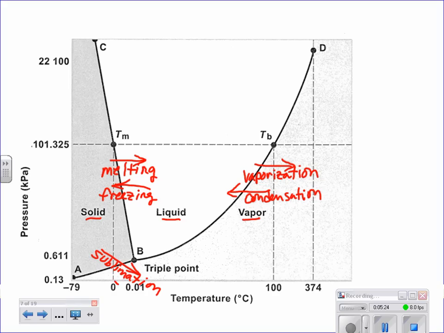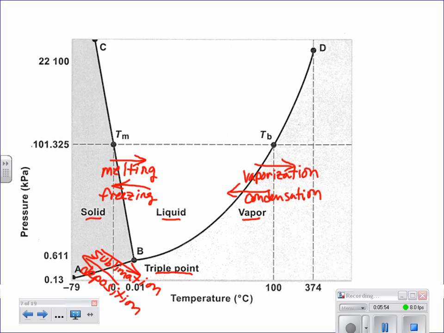And what we don't necessarily see is the reverse direction, where it's that gas that changes directly to a solid, and that's known as deposition. We just don't happen to have those conditions that would exist at around here. So those we should know. We should know the triple point. And let's go ahead and put some information down here also.